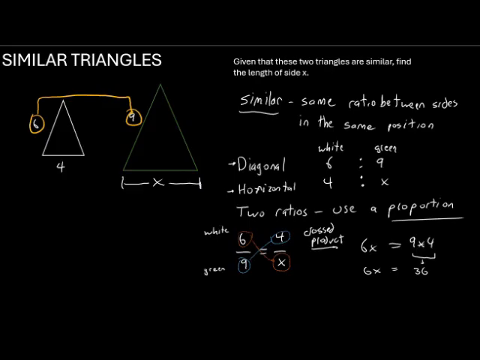Now to solve for the x, we will divide by the number in front of x, which is 6. We'll do this on both sides. On the left, the 6 on top and the 6 on bottom will cancel each other out, leaving just x. On the right, 36 divided by 6 will give us an answer of 6. This tells us that the unknown side of the green triangle is 6. So, by writing ratios based on the fact that these triangles are similar, we could find the unknown side.